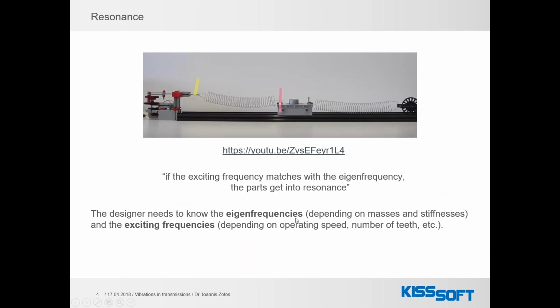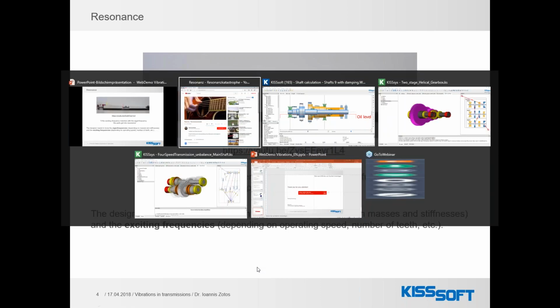So keeping in mind that the designer should know the eigenfrequencies of the structure of the system he's designing, and make sure that they don't coincide with the exciting frequencies. The eigenfrequencies are actually properties of the system itself. They depend on the mass, stiffness, and the boundary conditions present, whereas the exciting frequencies depend on the operating speed, the number of teeth in a gear, and so on and so forth. So these two properties of the structure, the user should know.